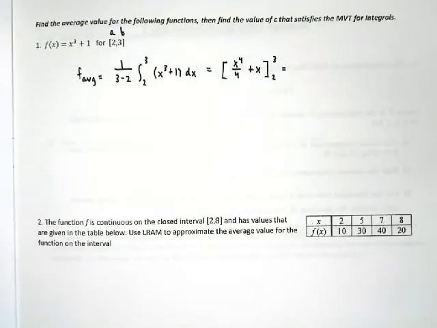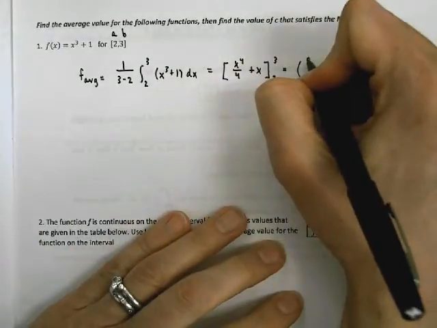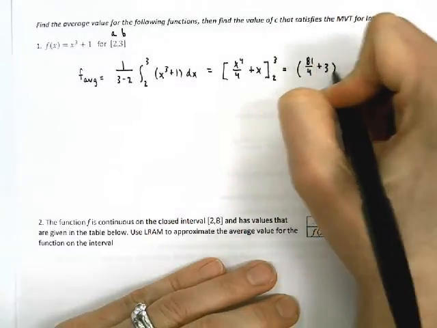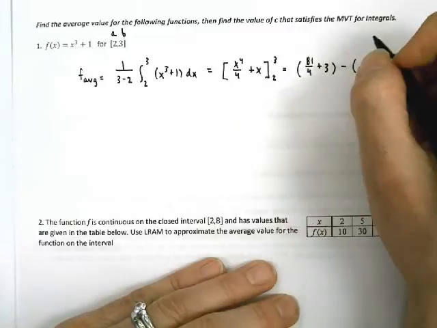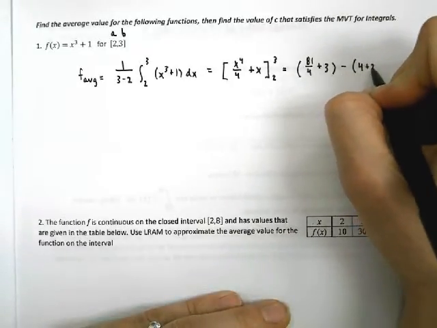So now let's see. 3 to the 4th is going to be 81. So I have 81 over 4 plus 3. And we're going to subtract. 2 to the 4th is 16, divided by 4 is 4, plus 2.